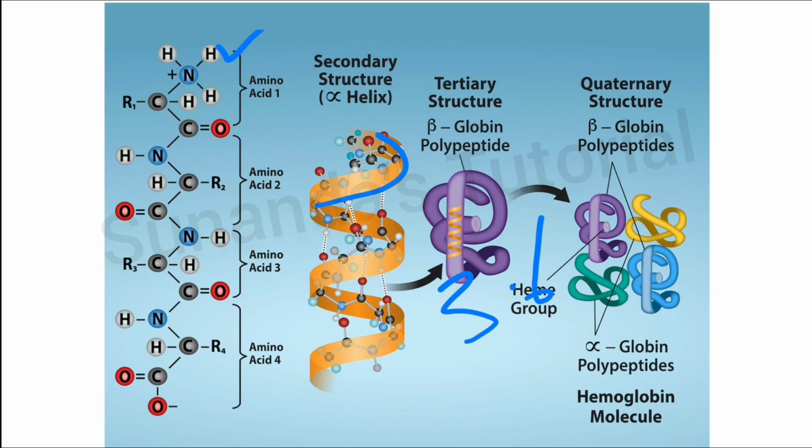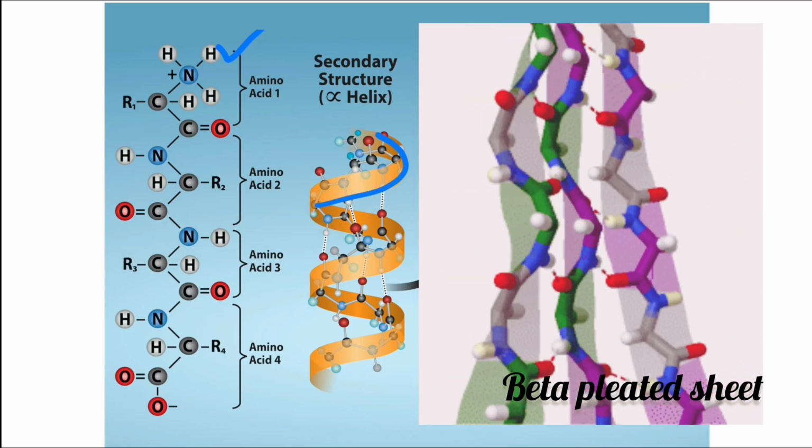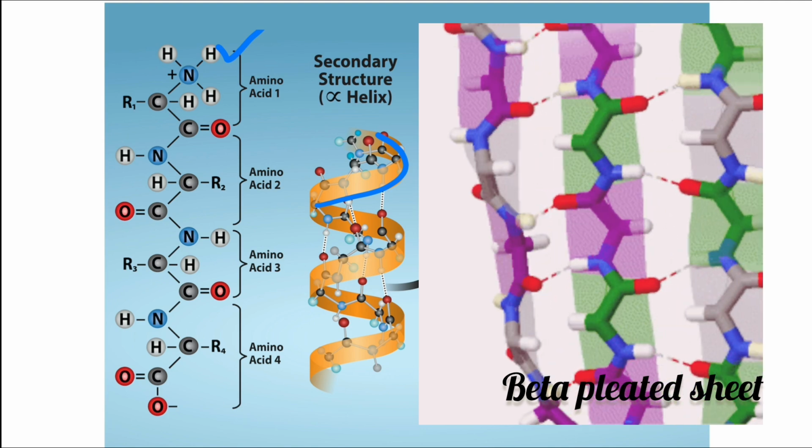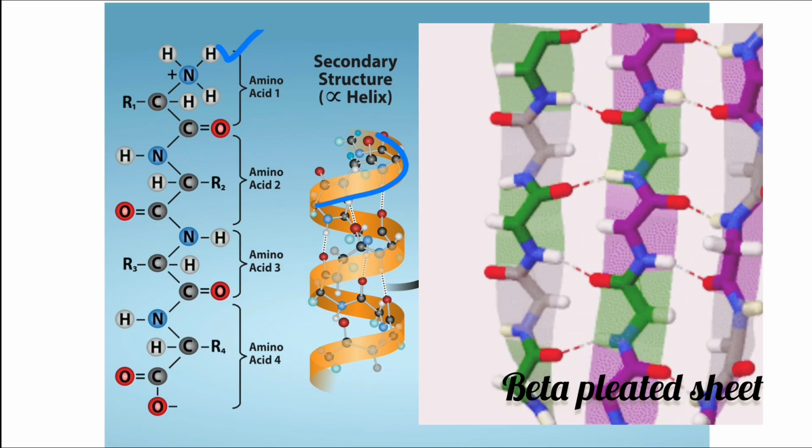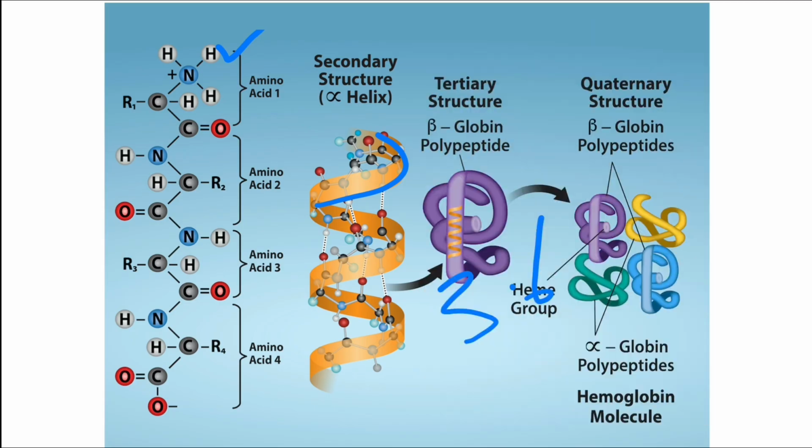Next is beta pleated sheet. Beta pleated sheet is another form of secondary structure. It is made up of stretched polypeptide strands called beta strands, formed by hydrogen bonds between adjacent strands. Strands can run in the same direction or in opposite directions. When they run in the same direction, it is called parallel. When they run in opposite directions, it is called antiparallel. This type of beta pleated sheet structure provides strength and rigidity to the protein.